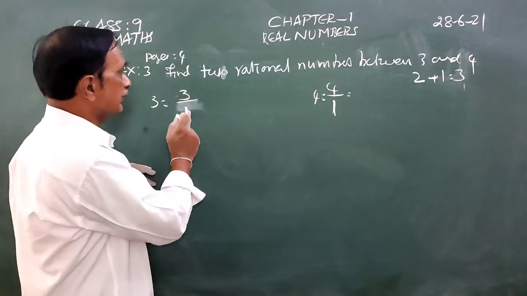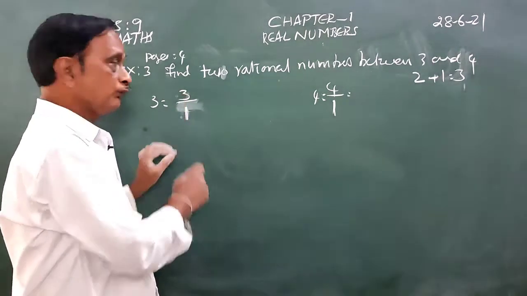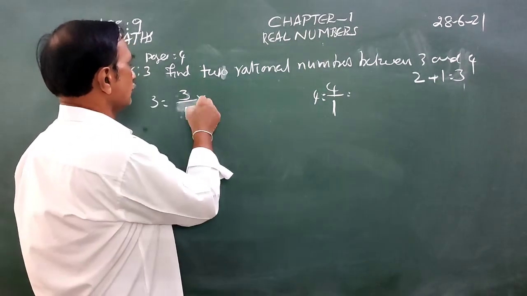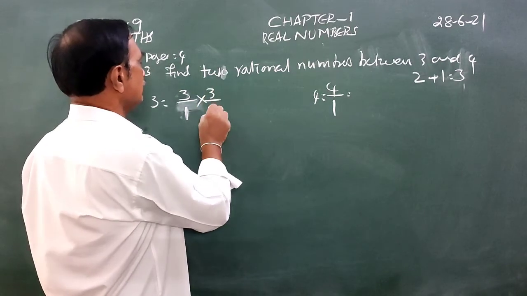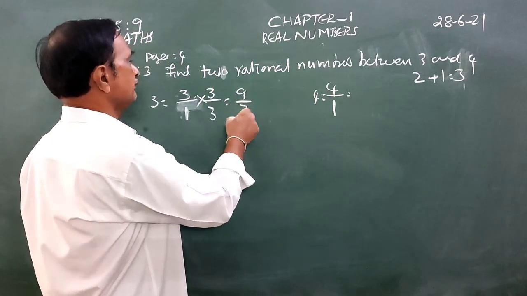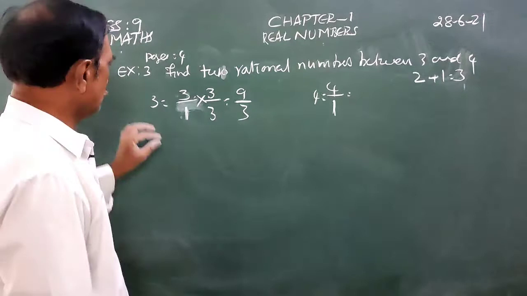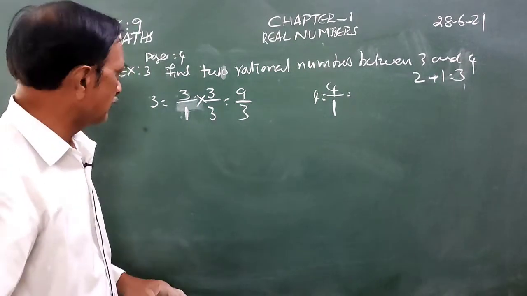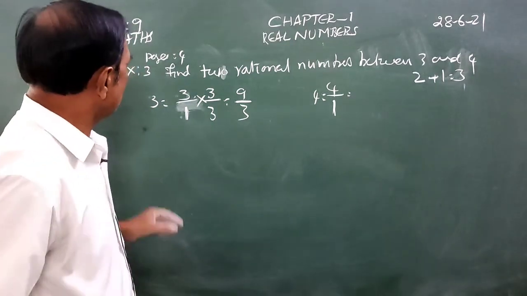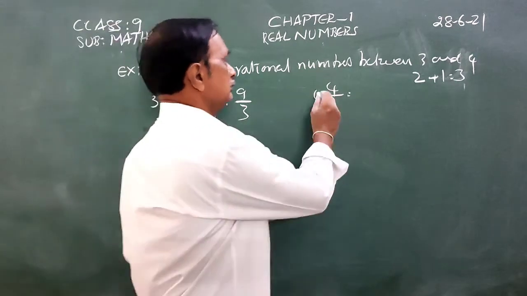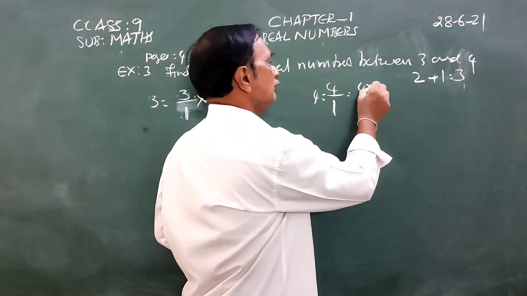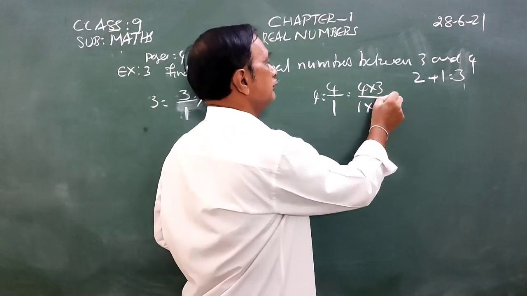For that I multiply 3 by 1, 3 and 1 with 3. So 3 into 3, 1 into 3 gives what? 9 by 3. So 3 can be written as 9 by 3. Now 4 can be written as 4 into 3 by 1 into 3, which is equal to what?